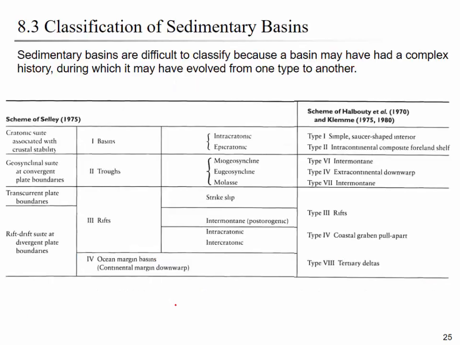So then as a result of this tectonic movement, there are basins formed. Right? And depending on the mechanism, we can categorize the basins. Cratonic basin here, and trough at the convergent plate boundary, and transcurrent plate boundary is at the fault, and rift is at the divergent plate boundary. So we're gonna go over one by one.